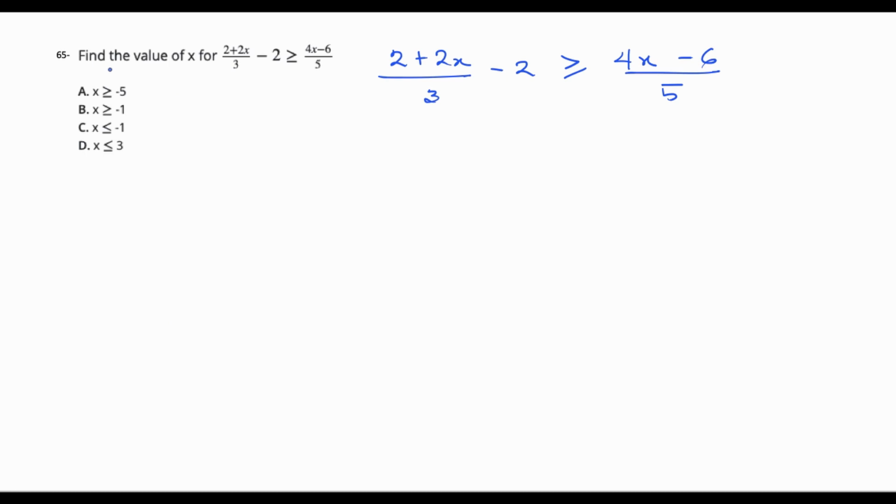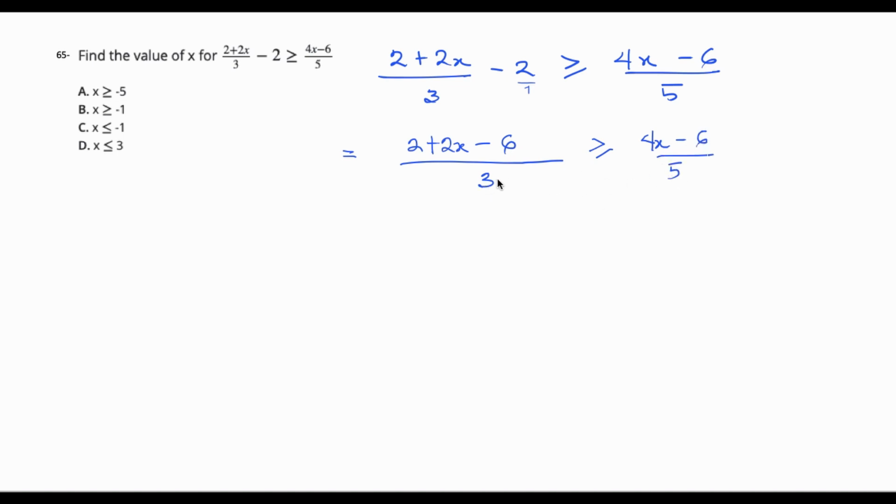Question 65 says, find the value of x in this inequality here. To solve this, first let's resolve everything under one denominator, and then we'll get rid of the denominators. If we take a common denominator of 3 here, 3 divided by 3 equals 1. 1 times this results in 2 plus 2x. And if we assume a denominator of 1 here, 3 divided by 1 is 3. 3 times minus 2 is equal to minus 6. And so this is greater than or equal to 4x minus 6 over 5.